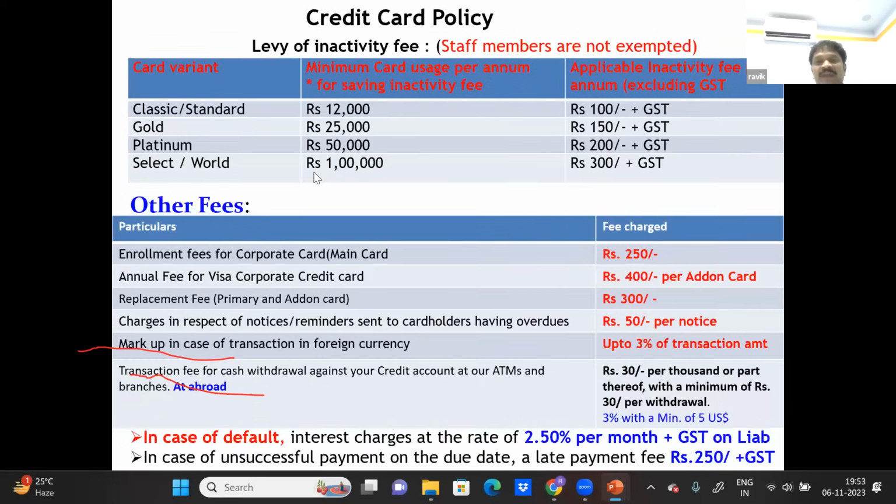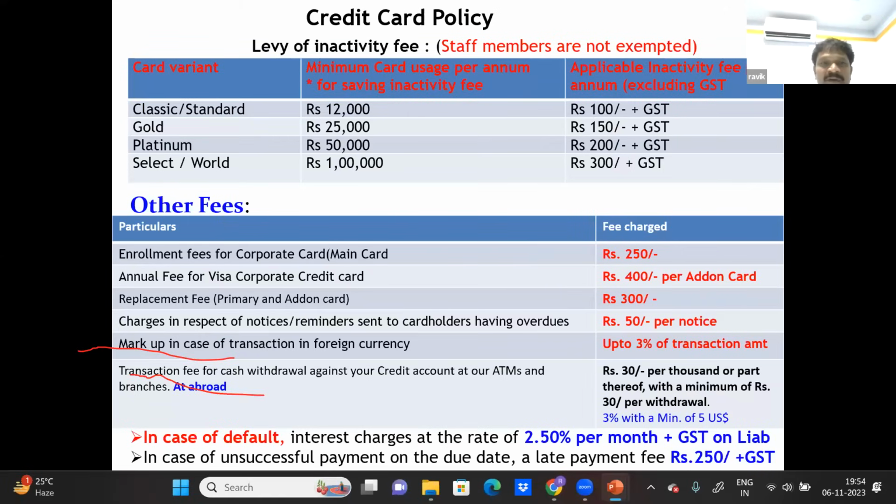Now we came to inactive. If anybody is not using a credit card, remember even staff are not exempted. If you have a credit card, there is a minimum amount you have to use per annum. How much? Classic and standard, 12,000 rupees you have to use per annum. Gold, 25,000. Platinum, we are using platinum cards, 50,000. Select, 1 lakh. If you are taking a select card, minimum per annum you have to use 1 lakh.